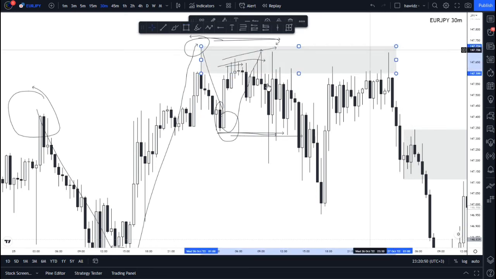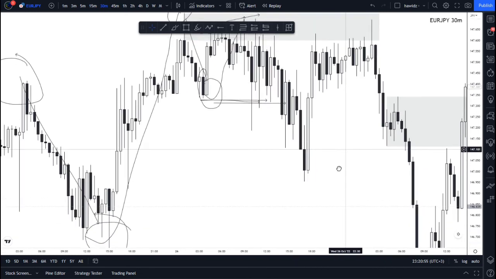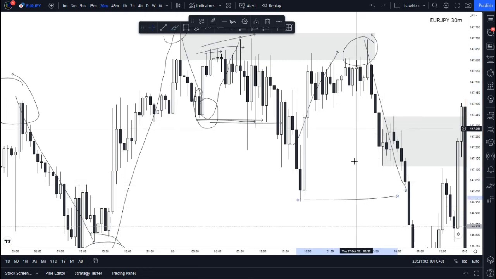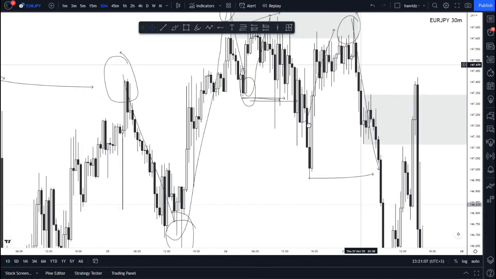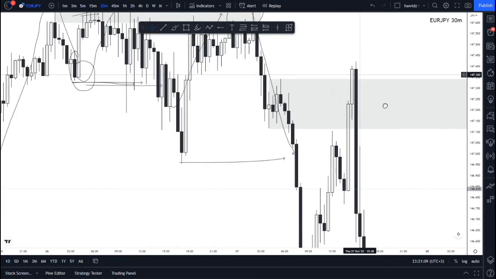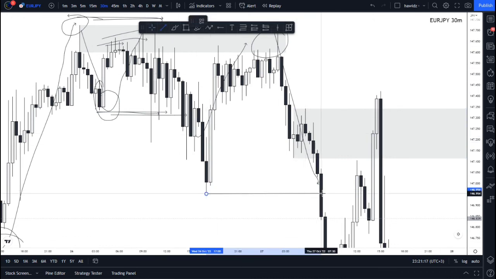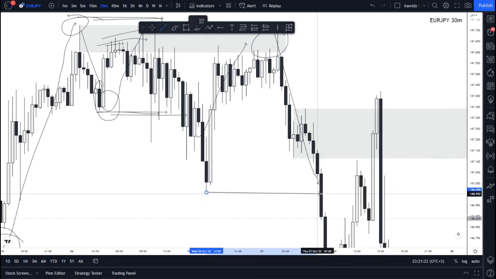I have taught this, that wicks themselves stand as their own S&D zones. So price comes back up, taps it, leaves, breaks again. So this is actually the trade that I took. I didn't trade this one. Nope, I did not. But this one here, this is what I want to talk about. So let me put this clearly, from that low to this area here.